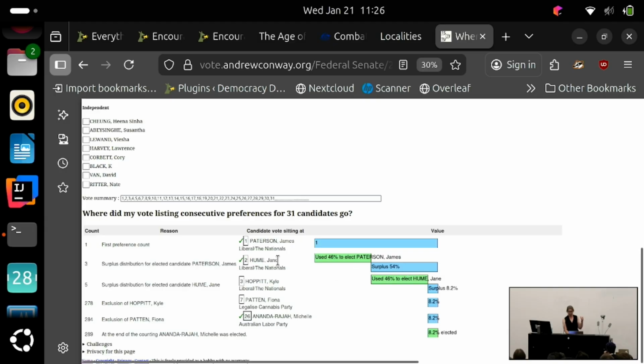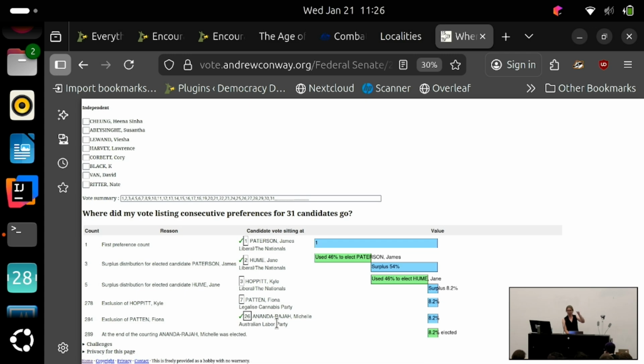The second person also got elected, and you can see here this bright green bit says, and it's just a coincidence that it also happens to be 46%, was used to elect the second candidate on the ticket. Then stuff happened, and you can see all that stuff happened in the first 5 steps, and then nothing happened for 273 iterations of the algorithm. And finally, at the 273rd exclusion step of the algorithm, somebody was excluded from the count, and my vote passed on to Fiona Patton, who you might remember was about number 7. Then she got excluded, and finally it passed on.